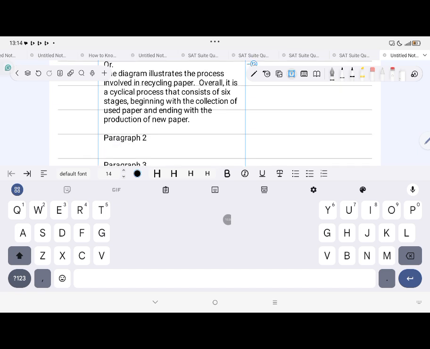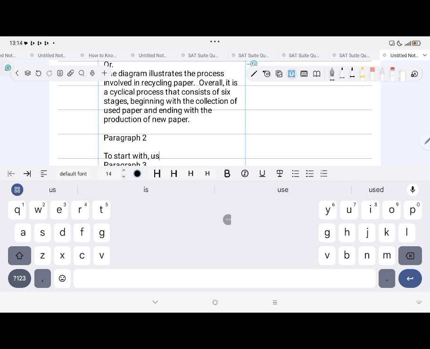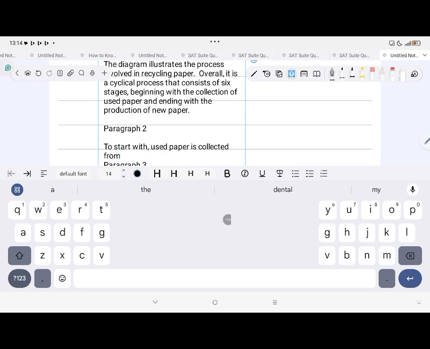I could say to start with, that shows beginning. I could say initially. I could say firstly. I don't want to use words that people would use frequently or all the time, so I don't want to use firstly. So I could say to start with, used paper. Remember, you'll be given a diagram, so I'm just writing from the top of my head. Used paper is collected from different homes and companies. So this is probably the first stage.